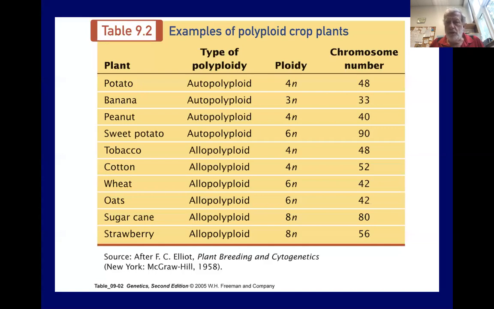So anyway, this shows you some of our important crop plants, many of which are polyploids. So potatoes, bananas, peanuts, and sweet potatoes are all autopolyploids, ranging from triploid to hexaploid. And then tobacco, cotton, wheat, oats, sugarcane, and strawberry are all allopolyploids, with strawberries and sugarcane octoploids, tobacco, cotton, tetraploids, and wheat and oats hexaploids.